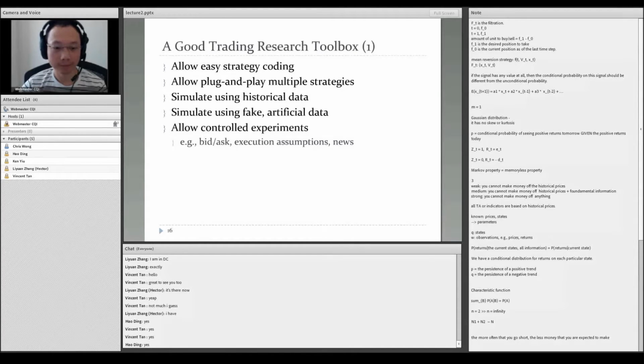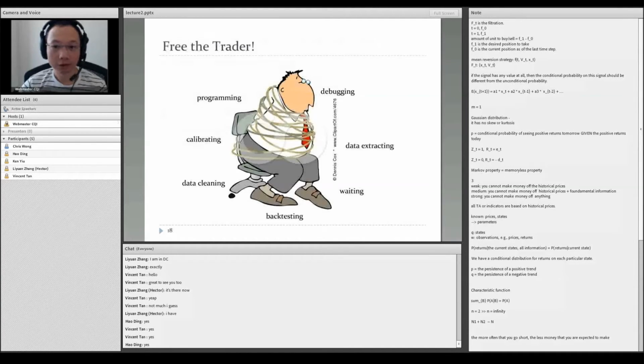So the idea is that we want to feed the traders. The traders should not need to do lots of programming. Calibration for parameters should be done automatically. Data cleaning should be just a tool that you can call. You do not need to program them, ideally. You do not need to spend a lot of time debugging.